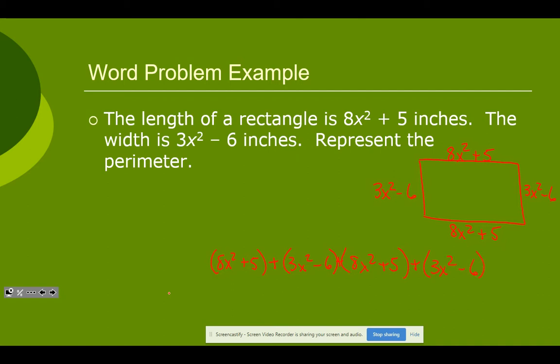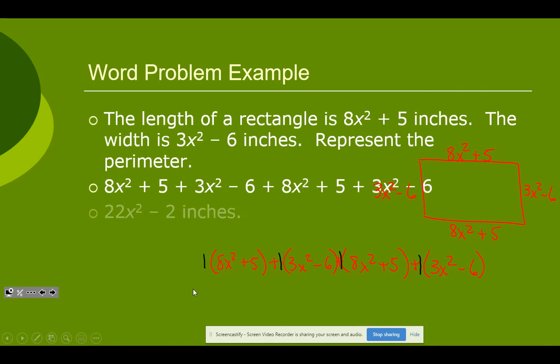I'm doing the horizontal method, so we'll put ones in front of all of these, distribute the ones all the way throughout, and then combine like terms. My final answer when I do that is 22x squared minus 2 inches. And it is important to have the unit involved since we were talking about inches in the original problem.